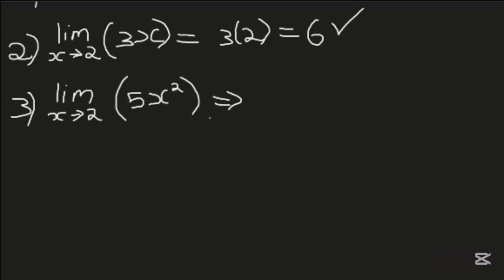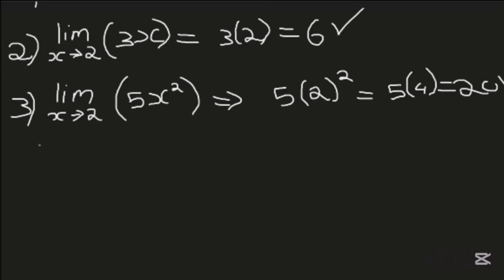Once again, we evaluate the limit at that point, and therefore substituting will result in 5 times 2 to the power 2, which is 5 times 4. This limit is then equal to 20.